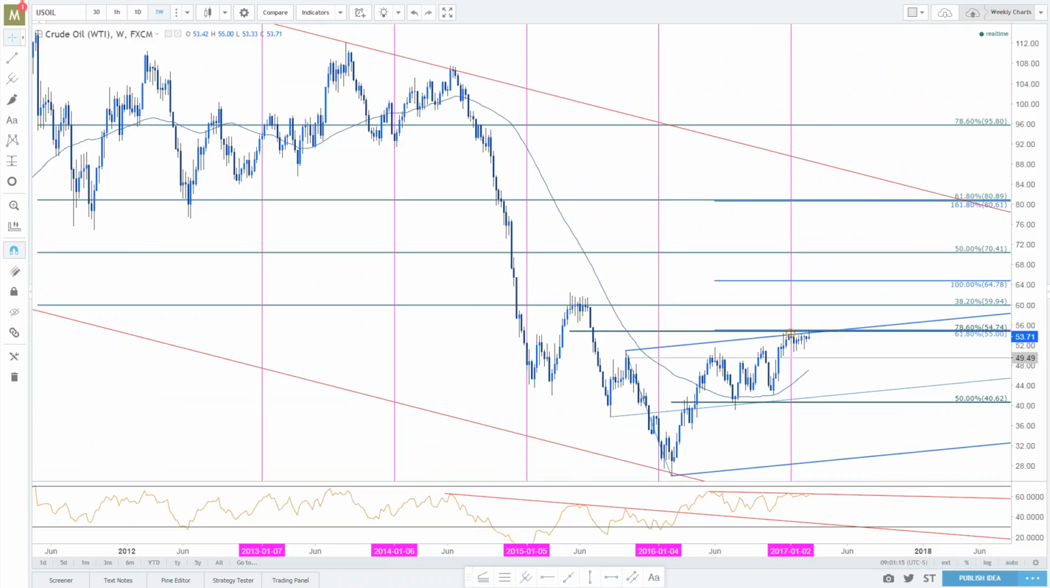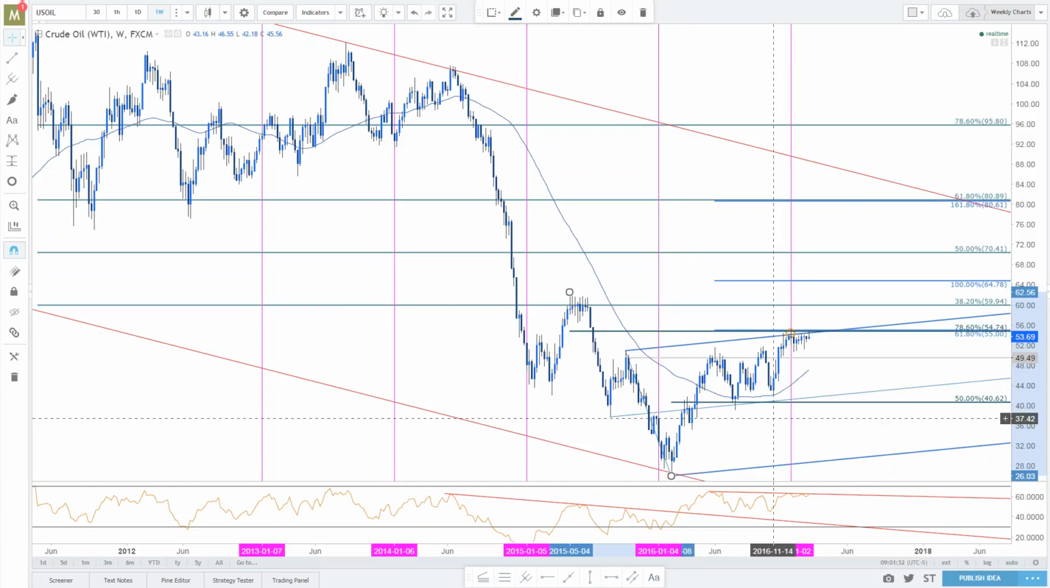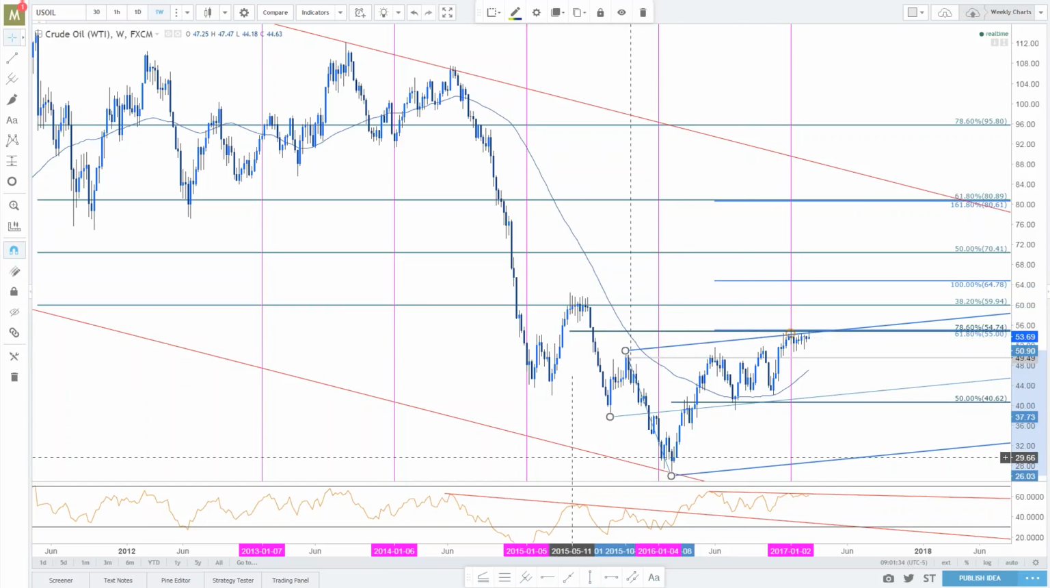54.75 into 55. You can't get excited on anything until we close above that level, okay? It's a huge Fibonacci multi-year confluence of the 618 extension off the high, off the low, the 786 off the high from 2015, the upper median line parallel of this multi-year formation. It's stacked up here, and the yearly opening range high is right there.